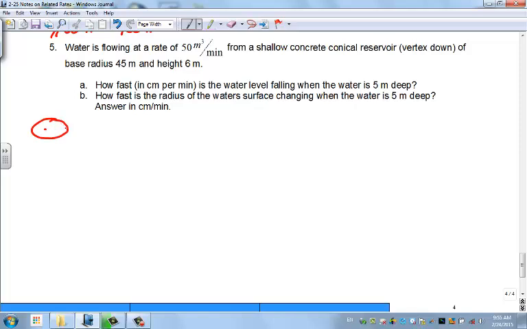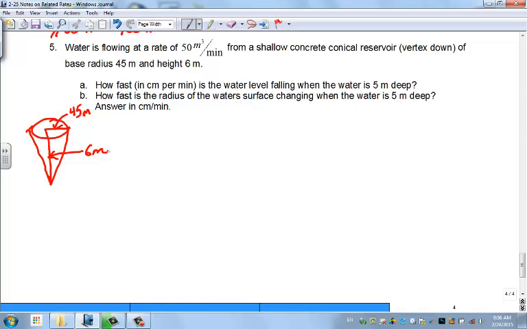So this is what the cone looks like. Well, it's a pretty poor example of a cone, but it's the best your math teacher can do. And you have your radius and your height. Okay, so the base radius of the cone at this point is, what does it say? Base radius 45 meters and the height is 6 meters. So this obviously is not to scale.